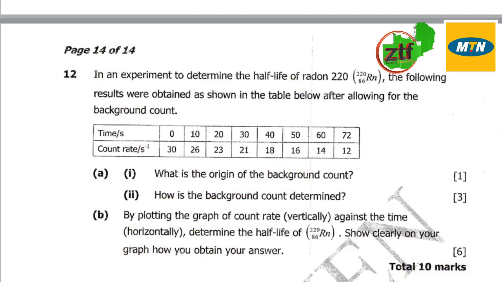Part B. By plotting the graph of count rate vertically against the time horizontally, determine the half-life of radon, showing clearly on your graph how you obtain your answer. Viewers, I may not be able to plot exactly on the actual graph paper now, but I'll try and explain it very quickly. Let me draw something to explain this situation.